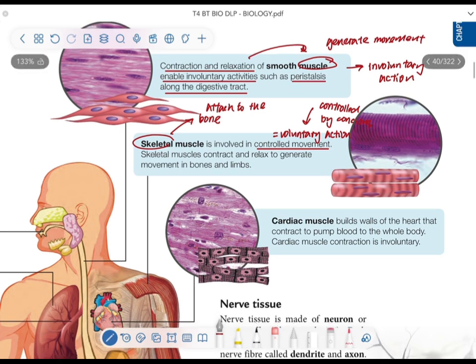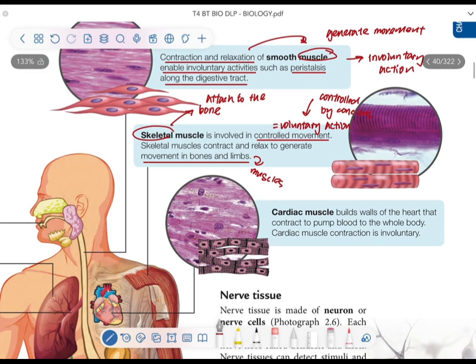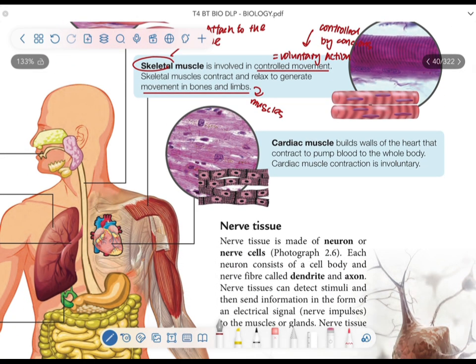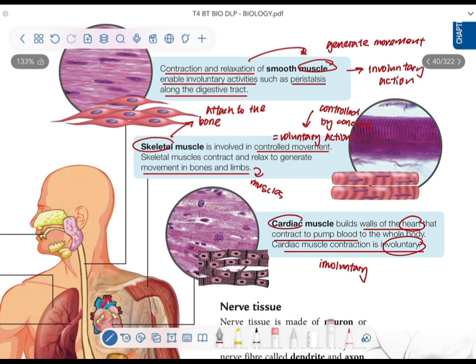These skeletal muscles contract and relax to generate movement in bones and limbs. Limbs are basically your legs, your hands, and so on and so forth. This is what I mentioned just now. And then for cardiac muscle, it builds the walls of the heart. For cardiac muscle, you must remember the word heart. It is related to the heart, and it contracts to pump blood to the whole body. The cardiac muscle contraction is also involuntary action. So for your information, among these 3 muscle tissues, only skeletal muscle is responsible for voluntary actions.